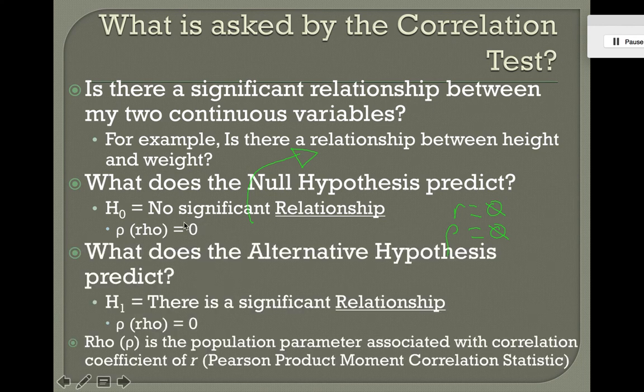Now, what does my alternative hypothesis predict? My alternative hypothesis is going to predict the alternative of the null, and the alternative is going to predict that rho would not be equal to 0. And I do apologize for that, guys. Would not be equal to 0. So in this particular case, we're now saying that r stat would not be equal to 0, that there would be a significant relationship between those values.